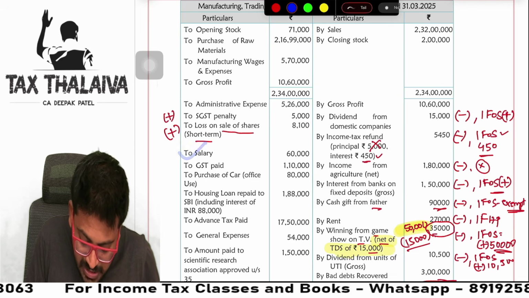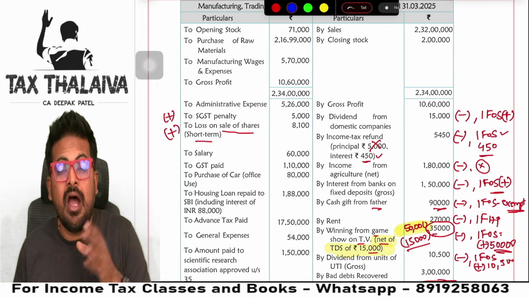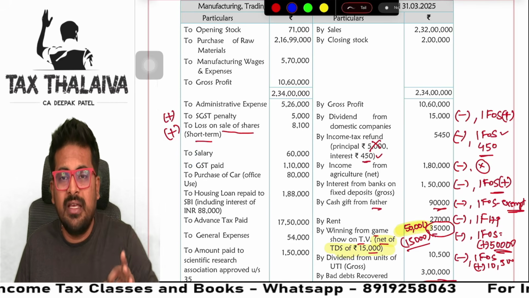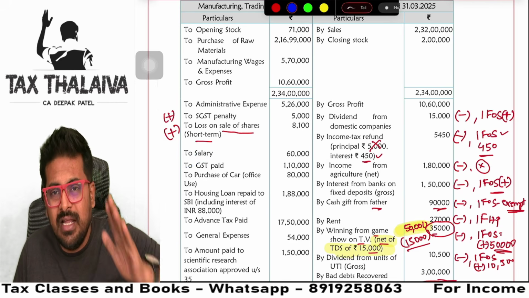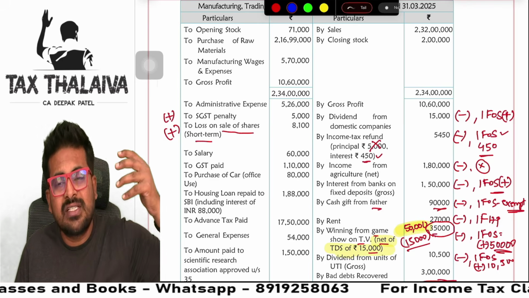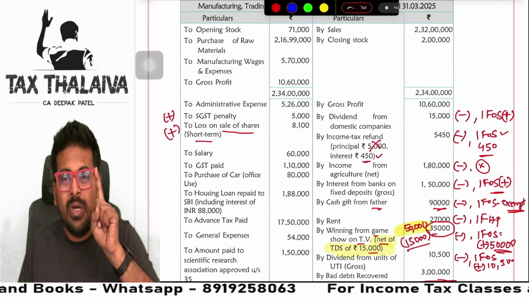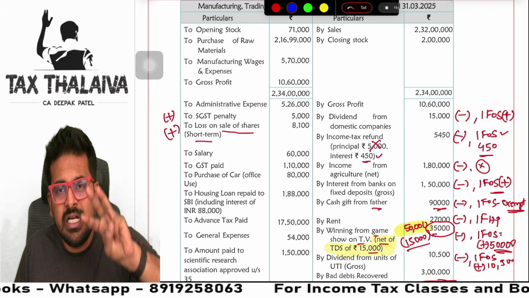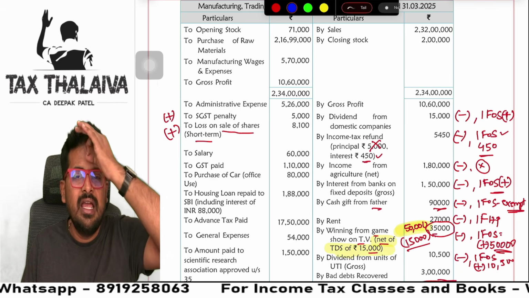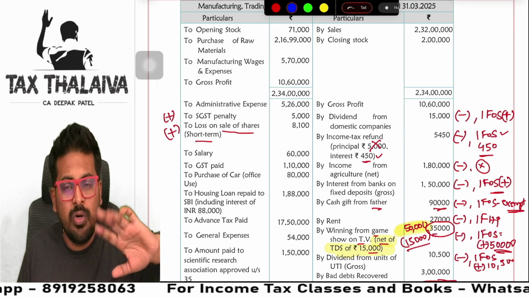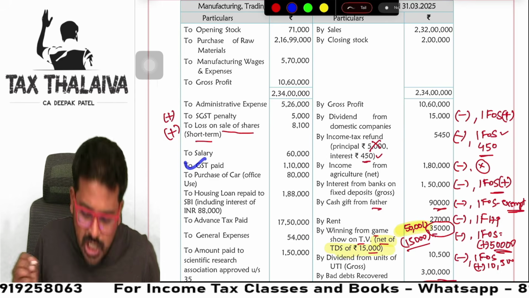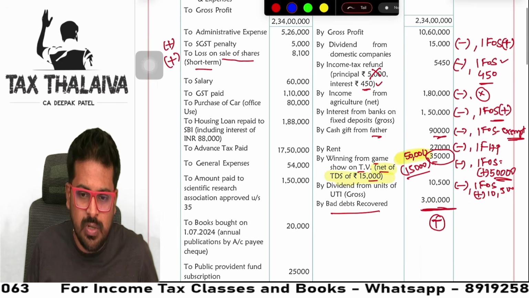Salary, no issues. GST paid, sir. GST paid is allowed. Yes, it is allowed. Guys, remember one thing. Income tax is the only thing which is not allowed. Any other taxes you pay, it is allowed. Mind you, income tax, interest on income tax, penalty for income tax, fees for income tax, anything you pay, it is not allowed. All other taxes are allowed. So absolutely no issues with the GST as well.